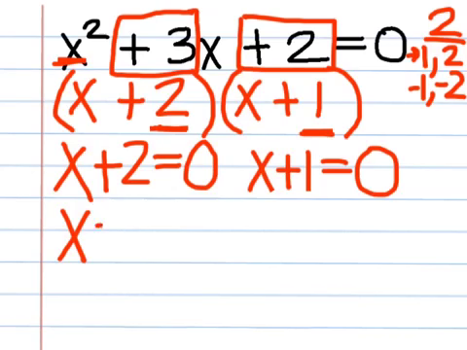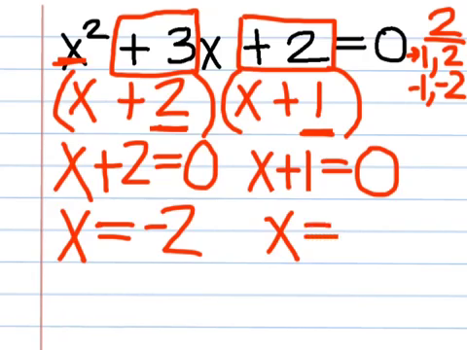Should be -2. Remember, x plus 2 equals 0. You subtract 2 from both sides. Okay, x plus 1 equals 0. What's our answer for x? What do we plug in here to get a 0? -1. Right? We subtract 1 from both sides. So our answers are x equals -2 and x equals -1.